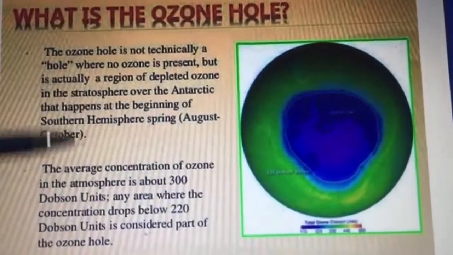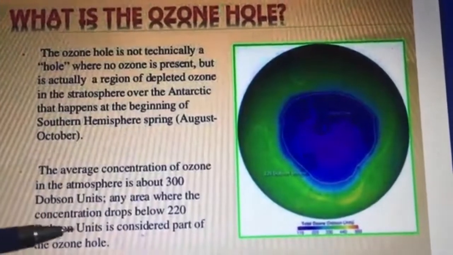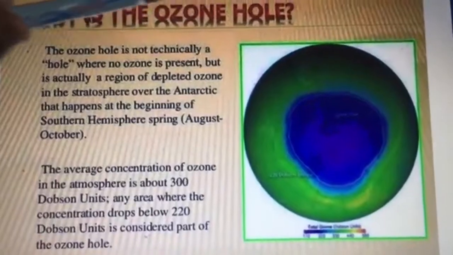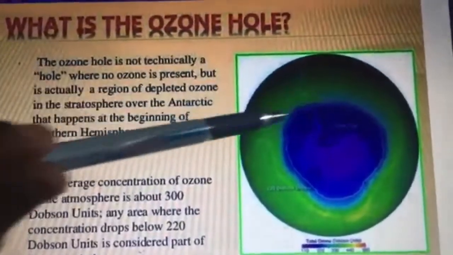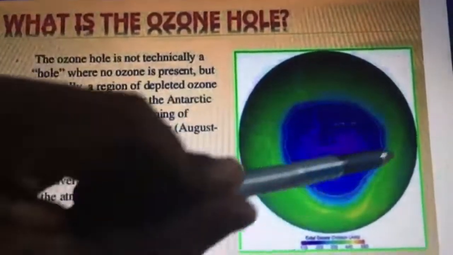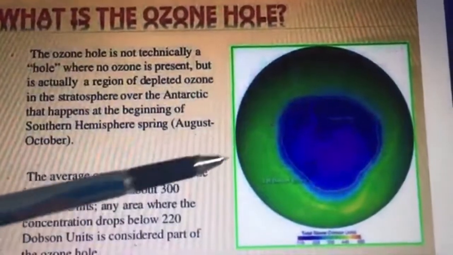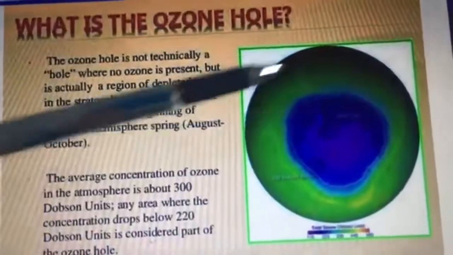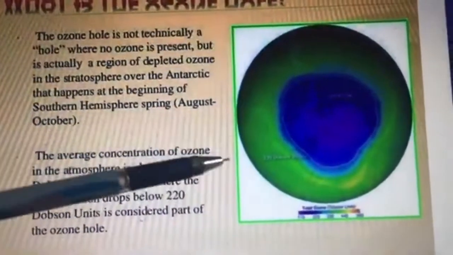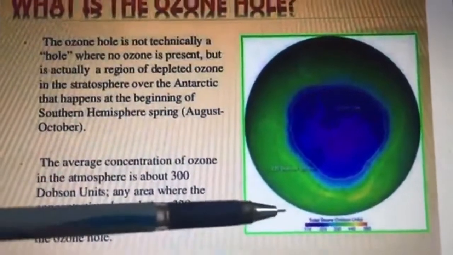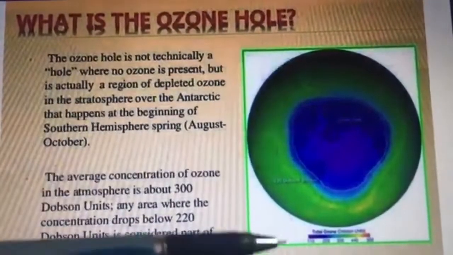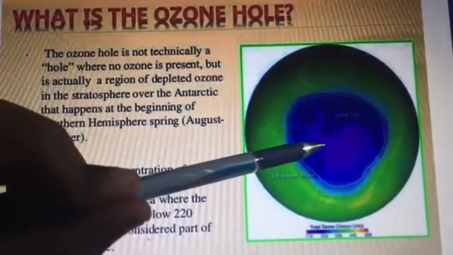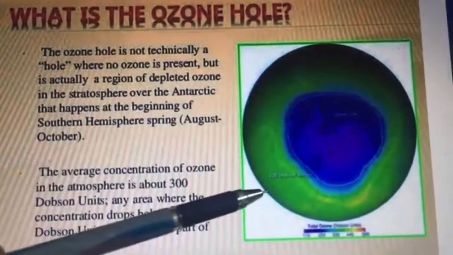When these substances increase, that makes the ozone hole. There is a gap, there is a hole in the ozone. It's not like a normal hole that we see. There is a reduction of the ozone layer in a particular area, and that is called the ozone hole. So through the ozone hole, the harmful UV rays enter.